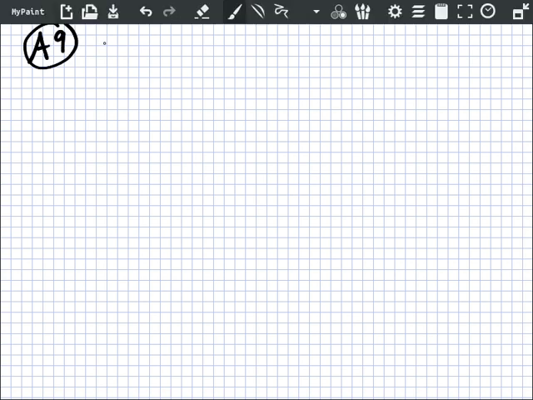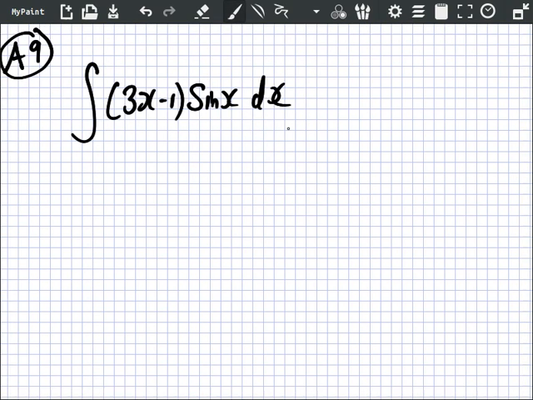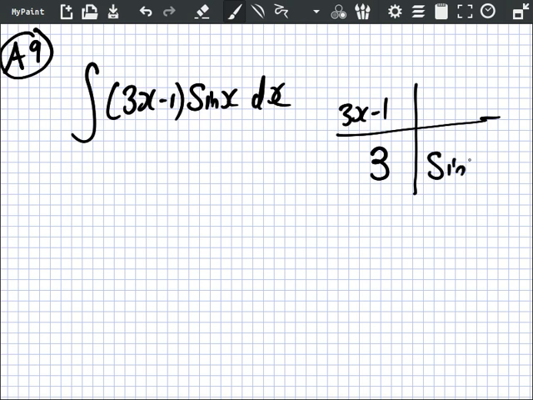A9. Can you see okay? Yeah. So you have to integrate 3x minus 1 sine x dx. We know the story here. F is 3x minus 1. F derivative is 3. G derivative is sine x. And G? Very good. Minus cos x.